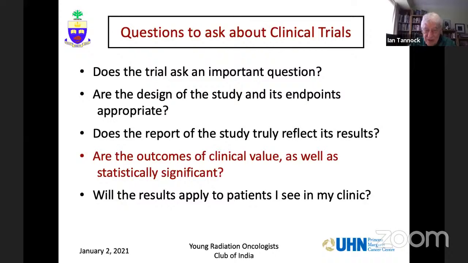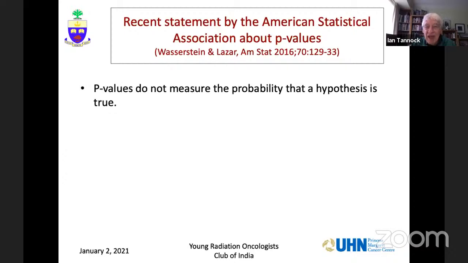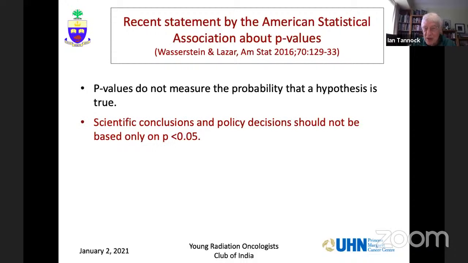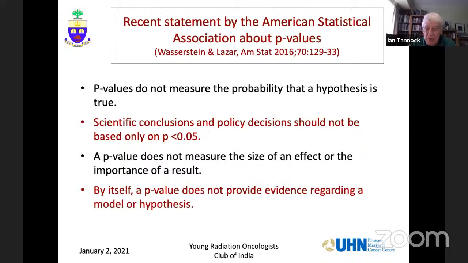Are the outcomes of clinical value as well as statistically significant? Here is a statement by the American Statistical Association about p-values. It's on their website, and it was published 4 or 5 years ago. P-values do not measure the probability that a hypothesis is true. Scientific conclusions and policy decisions should not be based only on a p-value. A p-value doesn't measure the size of an effect or the importance of the result. If you have a tiny difference, the more patients you put into a trial, the more you'll make it look significant. And by itself, a p-value doesn't provide evidence regarding a model or hypothesis.